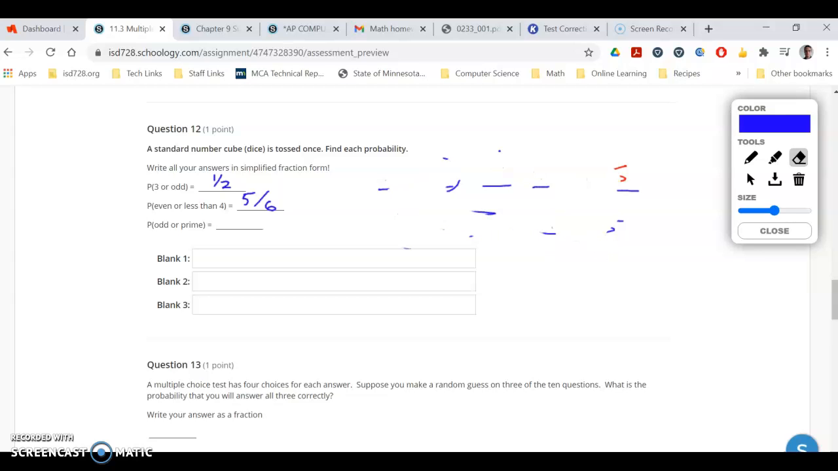So same thing on this last one, prime or odd. All right, so prime numbers, remember, are numbers whose only two factors are the number itself and 1. So it has exactly 2 factors is another way to say that.